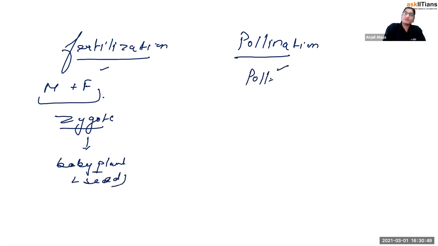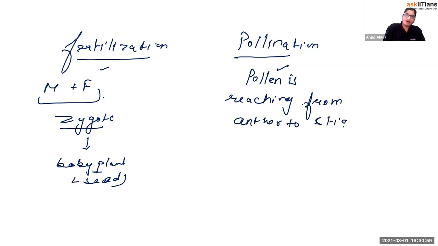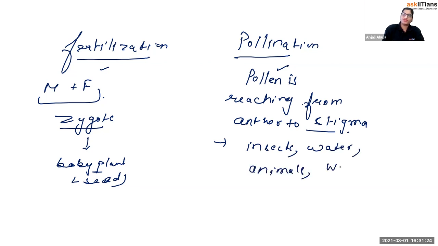Pollination means when pollen reaches from anther to stigma. That is pollination. Pollination doesn't mean that fertilization has happened. Fertilization means when internally it has taken entry into the ovule and it is reacting. But pollination is just that pollen has reached the stigma. It can reach with the help of insects, water, animals, wind. So there are many ways of pollination.